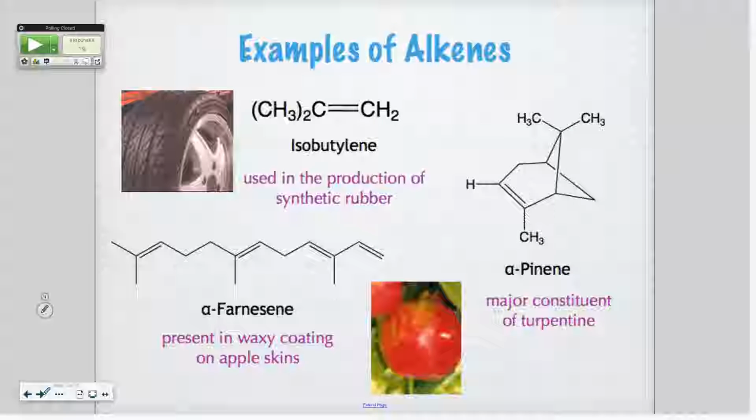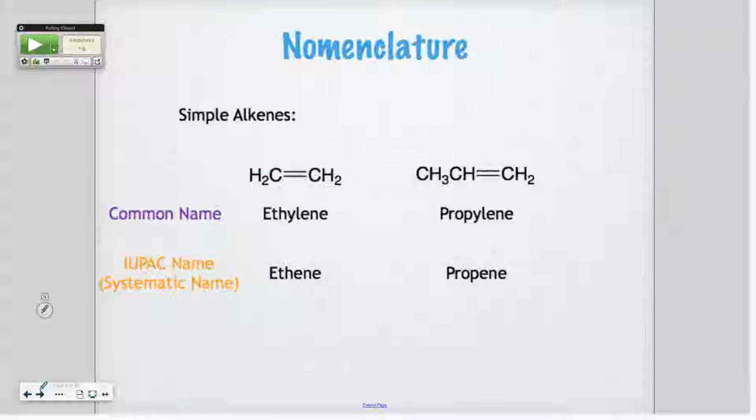Okay, alkenes naturally occur, and here are some examples. The top one is isobutylene. It's used in the production of synthetic rubber. The one down here is alpha-farnesene. It's present in the waxy coating on apple skins. And this is alpha-pinene, which is in turpentine. It gives it that unique odor. There are lots of them, and we'll see some over the course of the chapter probably.